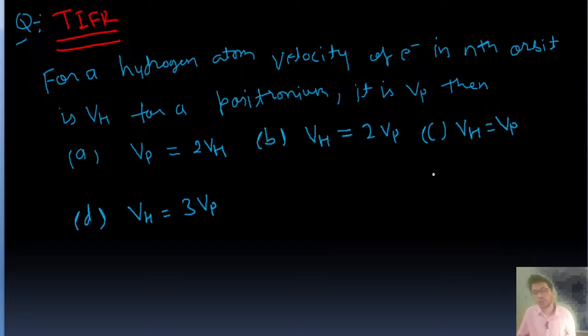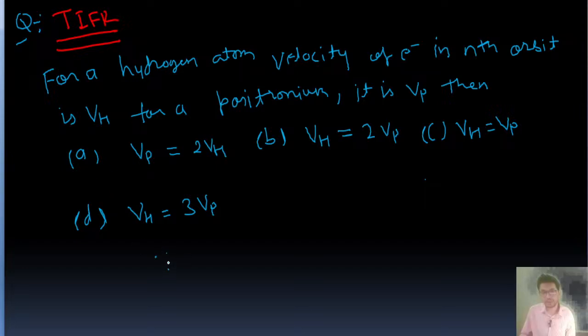So positonium means there is a positron, okay, and an electron is moving around it, okay? So it's an electron-positron system, that is positonium. In the question we have been given, for a hydrogen atom, the velocity of electron in nth orbit is Vh, and for positonium, the velocity of electron in nth orbit is Vp. Now we need to find which relation is correct. Okay, I'll solve now.